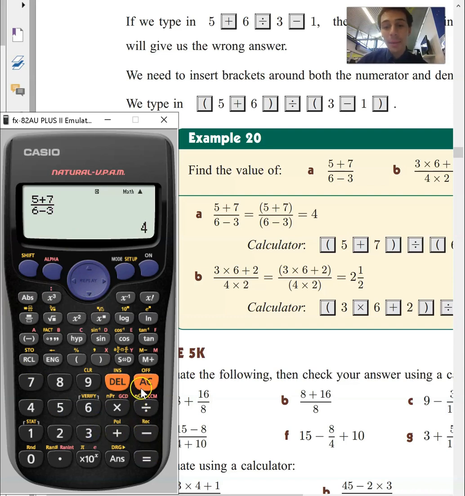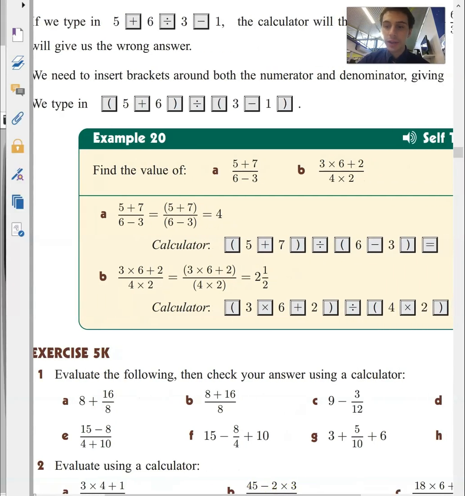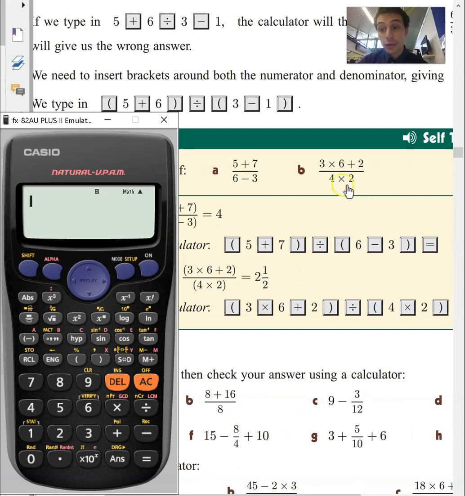Sometimes your answer might be a fraction. For example, if I move across and try the next one over here, then the answer will be a fraction. The top one, that one there, if I do it this way, 3 times 6 plus 2, then down to get in here, 4 times 2 equals 5 over 2.